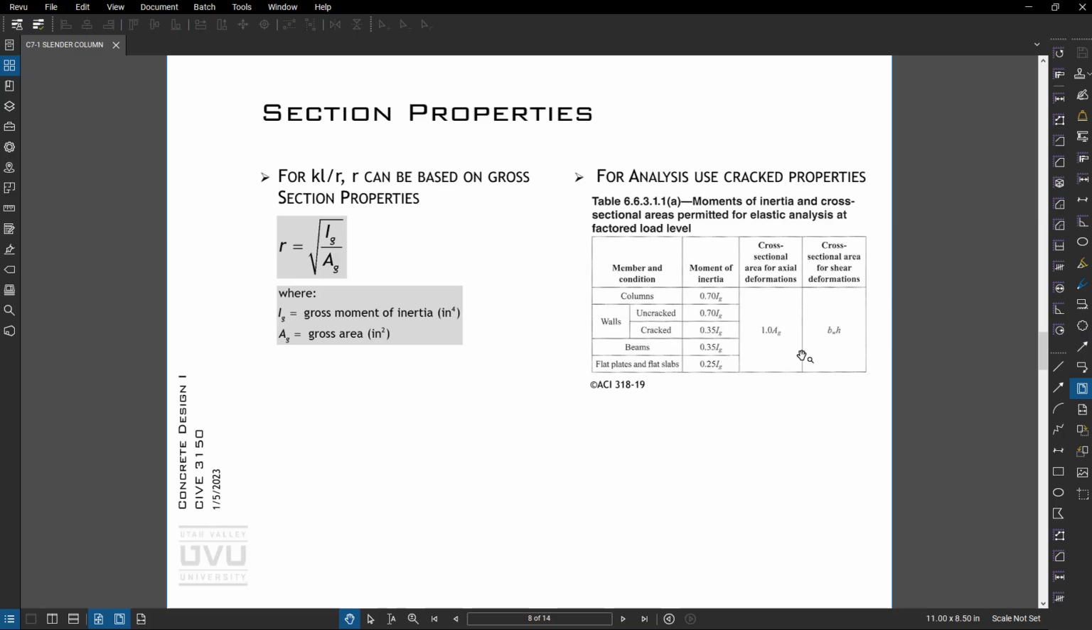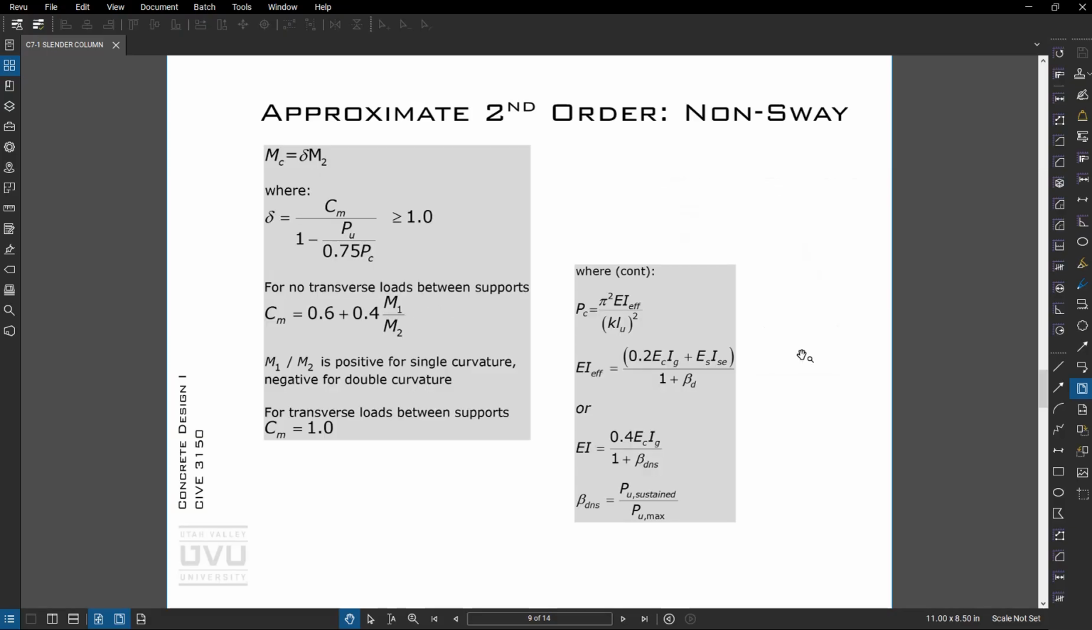Okay, so just keep that in mind. Anytime you model concrete, you need to go in and adjust the moment of inertia factors. So these equations are out of ACI 318.